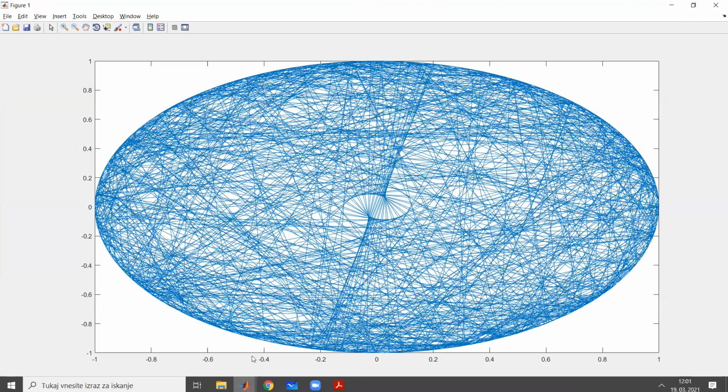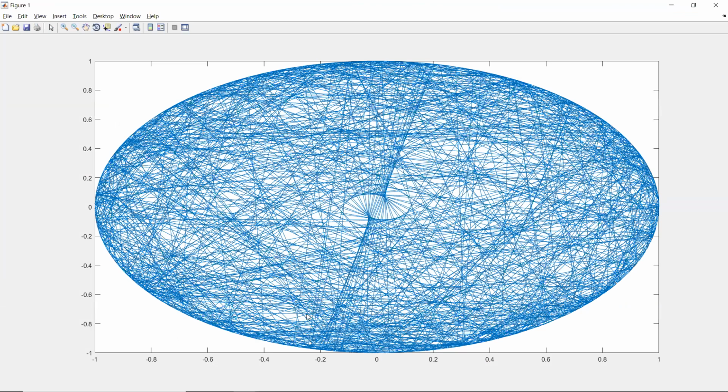Yeah, now the problem is, do you notice what's the problem? Why does MATLAB draw those lines? In fact, we should get only the circle, but we get a bunch of lines within the circle. Do you know what's the problem?